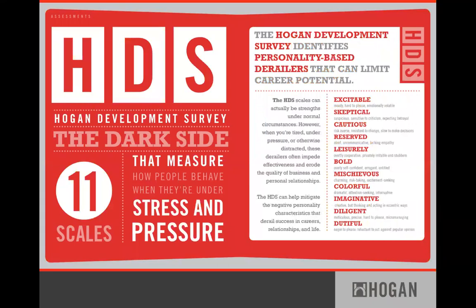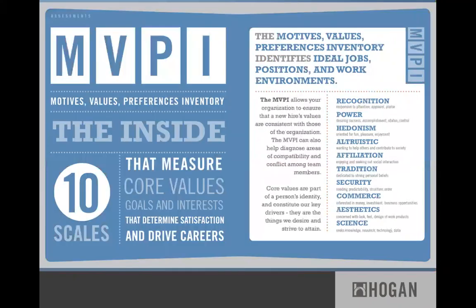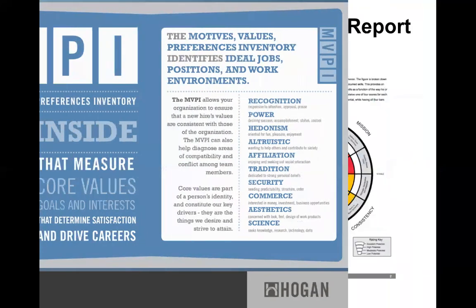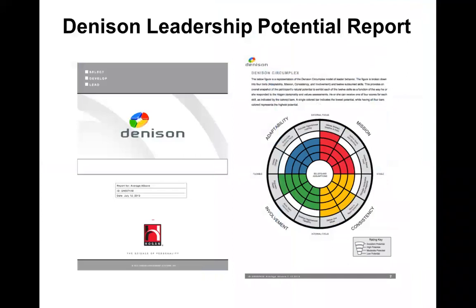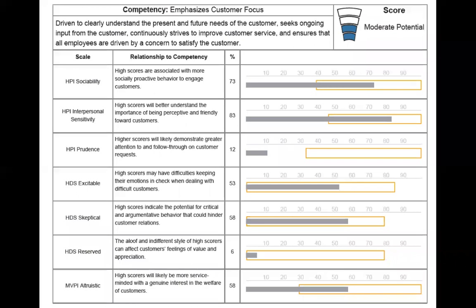We also, of course, use the dark side, which is a set of personality-based derailers that can limit career potential. And then finally, the inside. These are items that measure core values, goals, and interests, key factors in driving your career. So this creates a potential report. So you can see a profile for a leader.